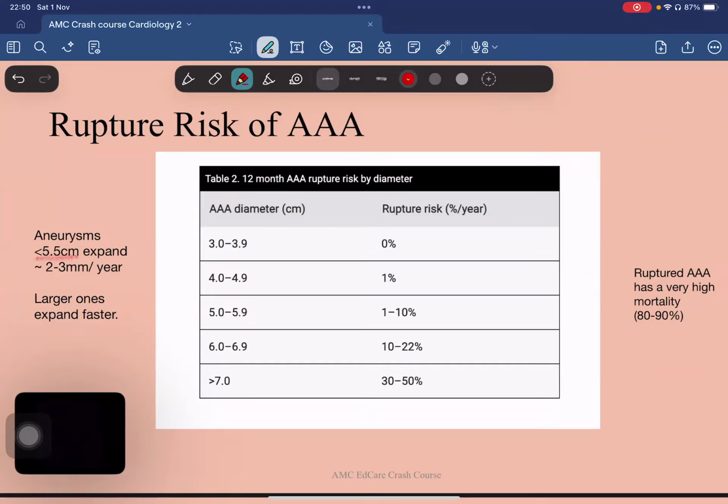So maybe like 2 to 3 millimeters every year. But also remember, as size increases, so does the growth rate and the rupture risk. So remember that. Larger ones expand faster and smaller ones expand like 2 to 3 millimeters per year. And then this chart is very important to know. So just remember that.